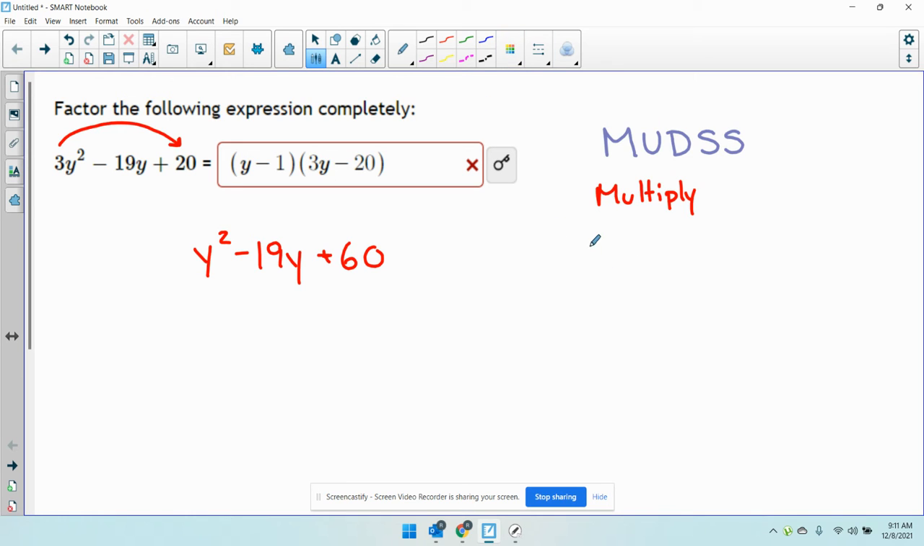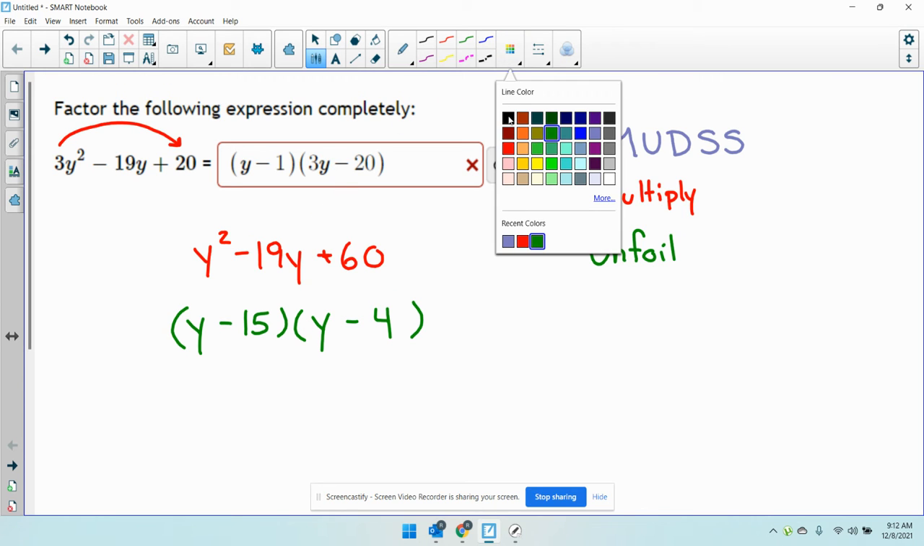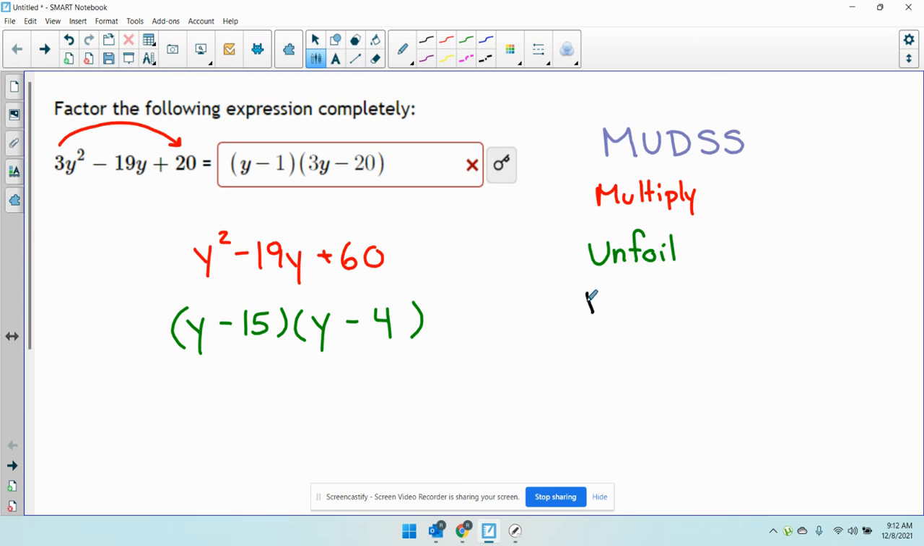Second step is going to be the U. So now I'm going to unfoil this. Okay, so this is relatively straightforward. So I have two numbers that multiply to positive 60 and add up to negative 19. Little guess and check. You see that it's 15 and 4.